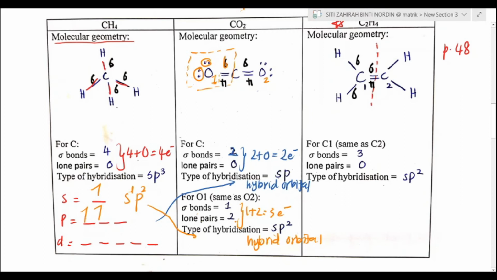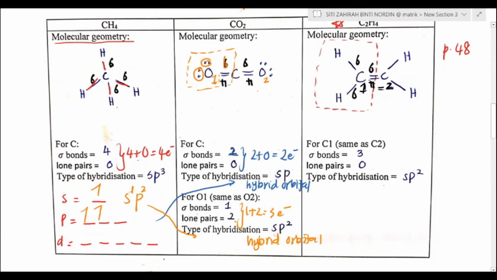Okay, so I've already split off the structure into two because both carbon 1 and carbon 2 are the central atoms. So again, first of all, find the type of hybridization for the central atom, which is carbon. So carbon 1 is just the same as carbon 2. Okay. So split it off and determine your type of hybridization.